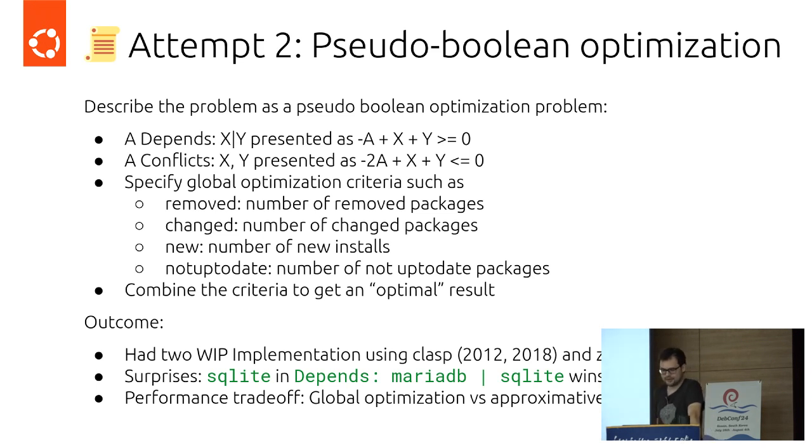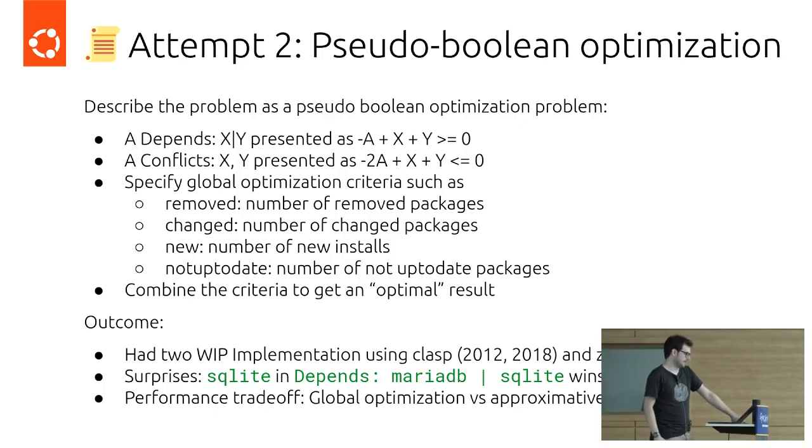And the problem with optimizing globally in general is that it can have surprising results, because we're used to this greediness of the old apt solver, where it picks the first choice in a dependency. The Pseudo-Boolean optimization solvers work completely differently, because they only respect the optimization criteria.